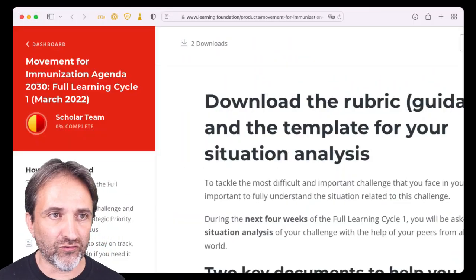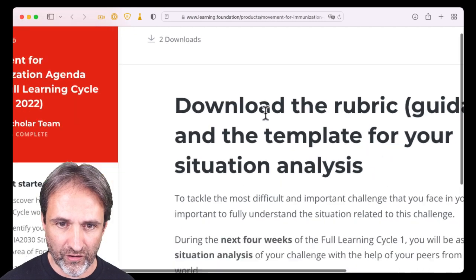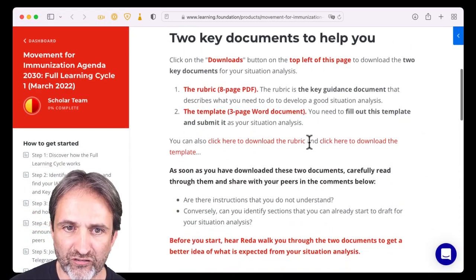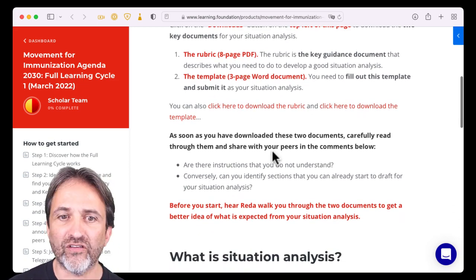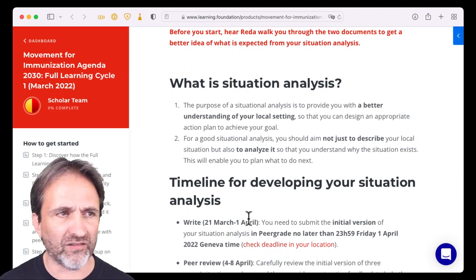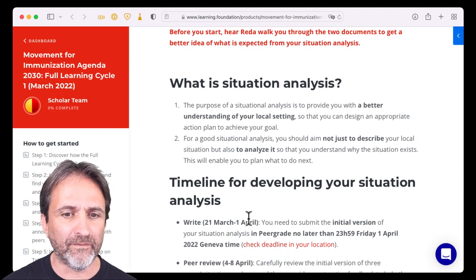To go back to your learning dashboard, you have important instructions here, 2 key documents to help you. So this explains what you'll find here. And then what is situation analysis? It's many different things. Here's what we mean by it.